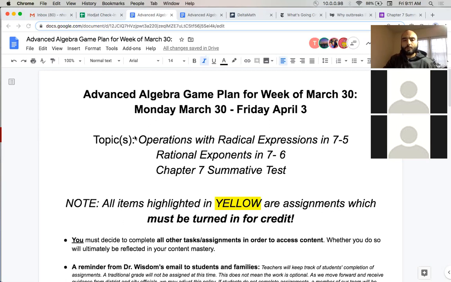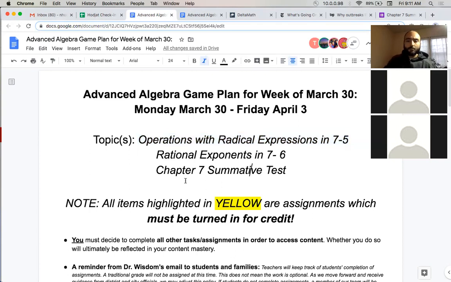So hopefully you feel good about that lesson on radical expressions. And then 7-6 was about rational exponents. That's a fancy way of talking about instances where you're raising some value to a power, but that power is no longer just an integer. It's now some kind of fraction. So at this point, you should definitely know how to take a rational exponent and translate that to a radical expression, and vice versa.